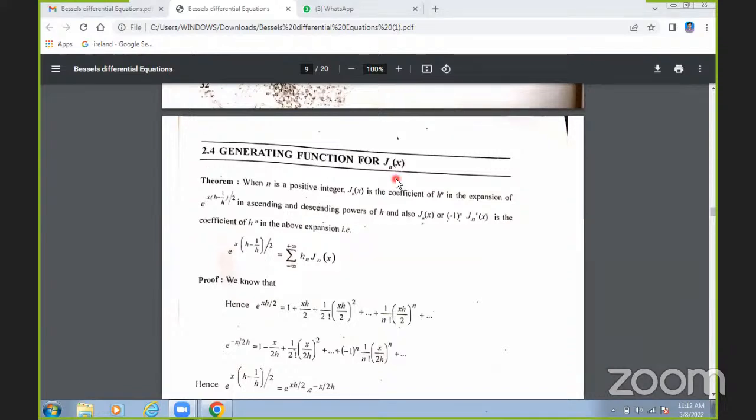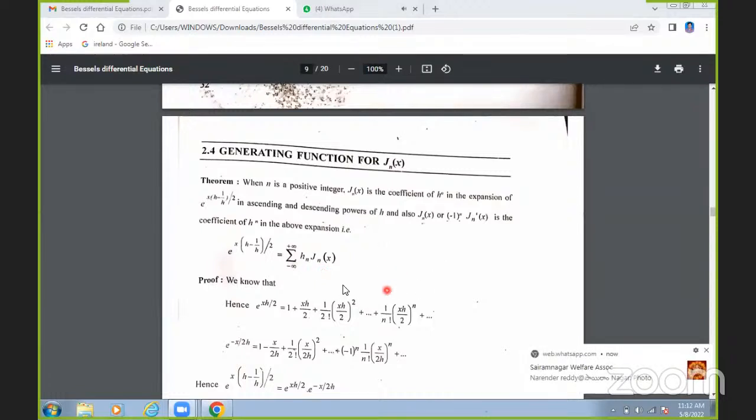So here we have the generating function. This is the theorem. We have to prove e to the power of x(h minus 1 by h)/2 is equal to the summation from minus infinity to plus infinity of h to the power of n Jn of x. So that we have to prove. Actually, it is not h subscript n; it should be h to the power of n. So you make the correction.